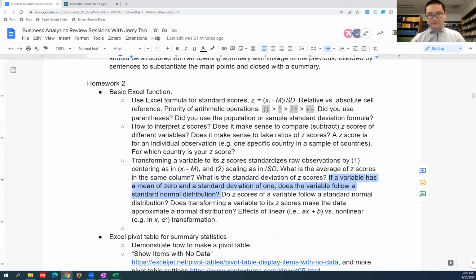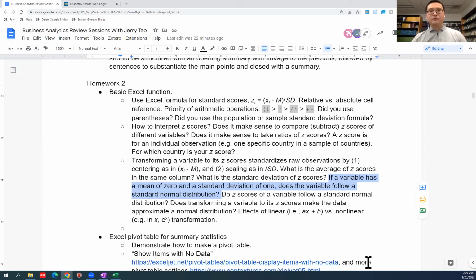Feel free to unmute yourself or comment in our chat room. Yes, it does. So one student said yes. Any other thoughts? Okay. The answer is no, or we don't know, or let's say in general, no.